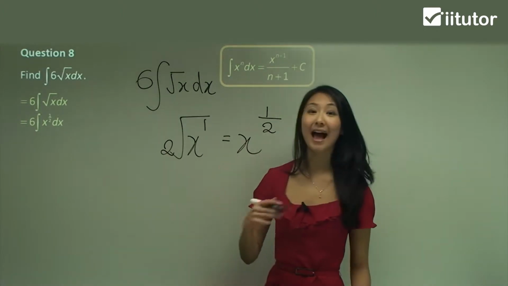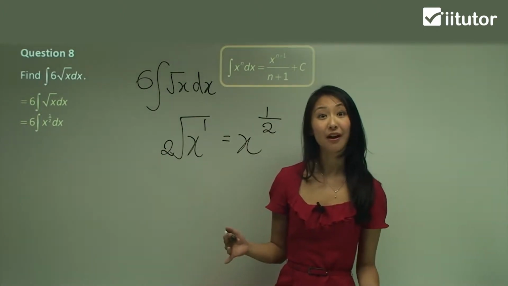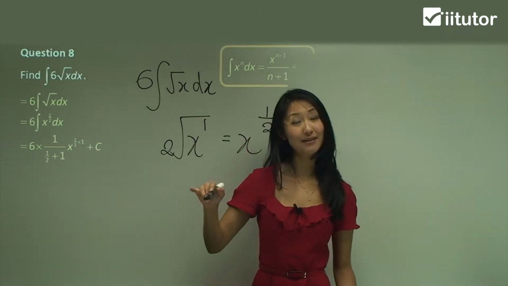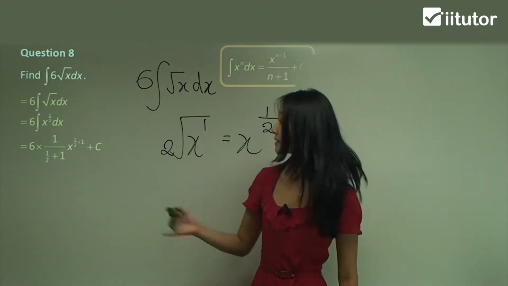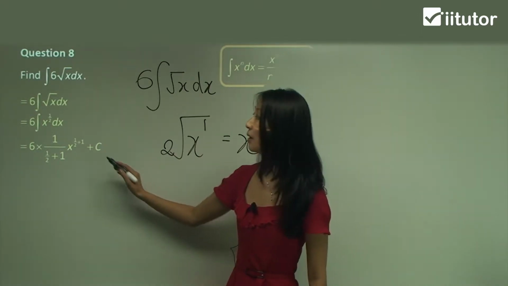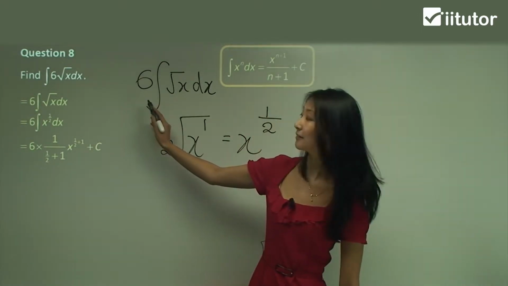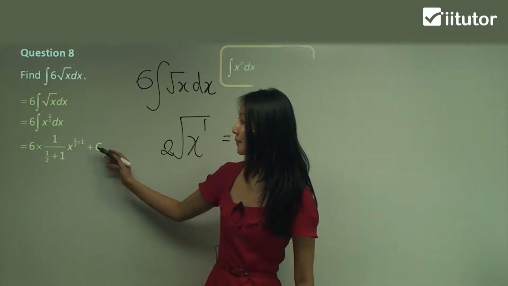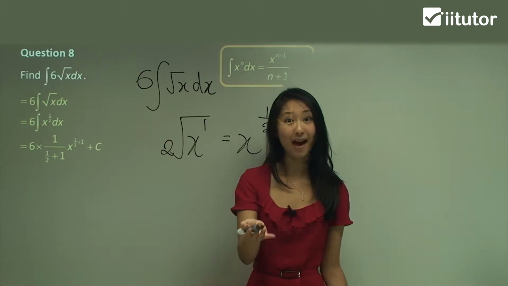So now we just add 1 like we always do. So we're going to have x to the power of half plus 1 divided by the index plus 1, as we have here, half plus 1, plus the constant c, multiplied by the 6 out here. Okay, so now we just need to simplify a little bit. So we have half plus 1, which is the same as 3 on 2.